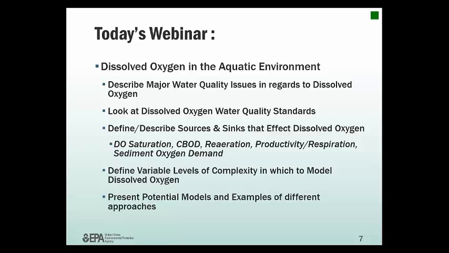We're going to define the sources and sinks that affect dissolved oxygen, such as DO saturation, BOD, reaeration, productivity respiration, and sediment oxygen demand. Then we'll look at different levels of complexity in which we can model dissolved oxygen and present different models that could be used with examples of these different approaches.